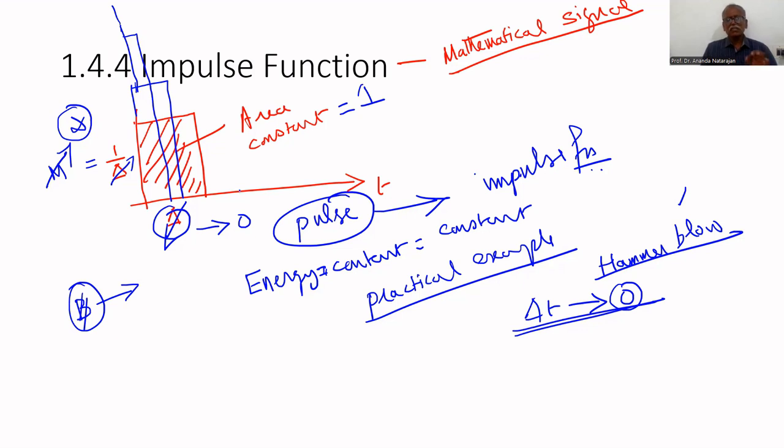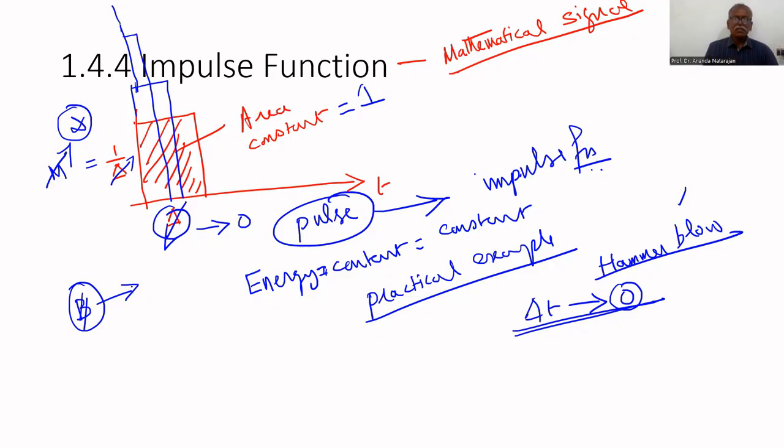Impulse function means it is a rectangular pulse function whose width tends to 0. That's why its magnitude tends to infinity. However, the energy content in the signal is constant, remains 1.